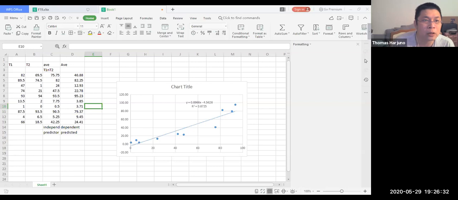I think this person here, 93.5. So when x equals 93.5, let's see what happens with the prediction and compare that with what that person gets at the end. So 0.8966 times 93.5 minus 4.5628.